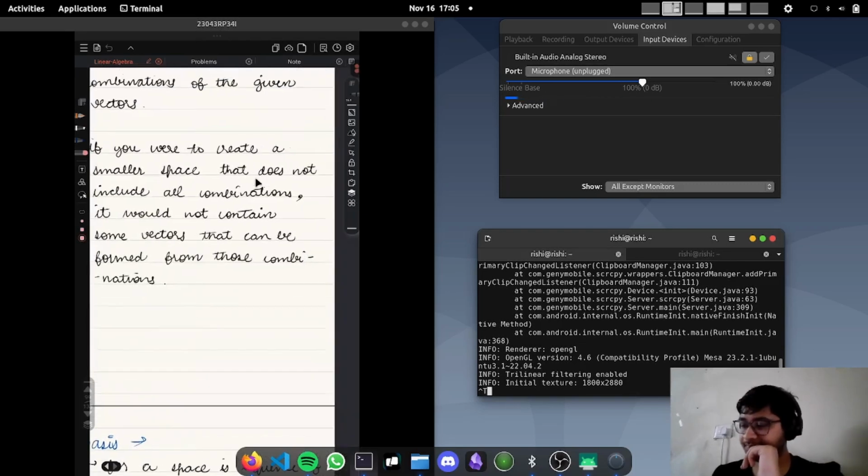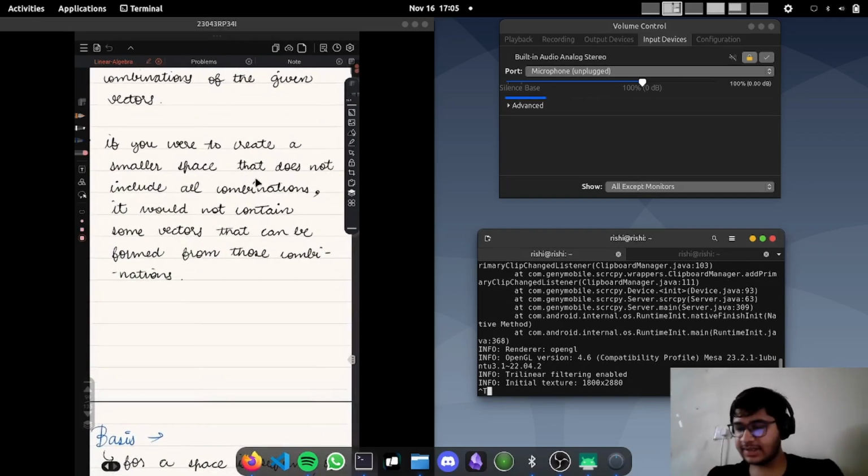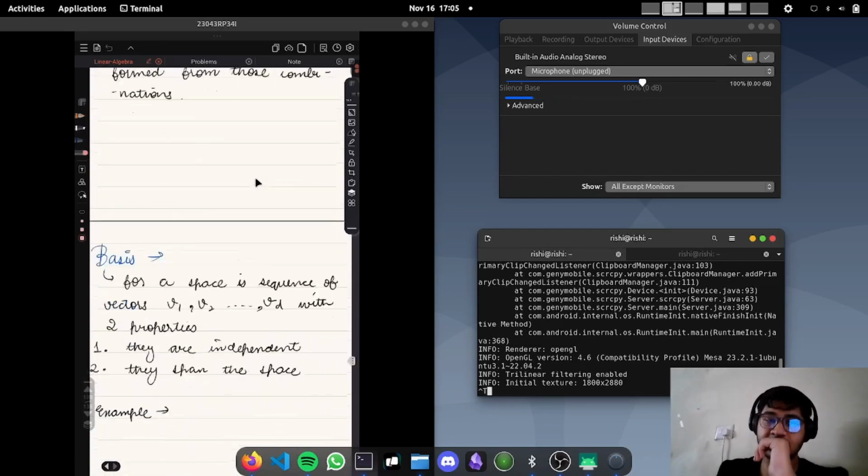So this line summarizes everything. If we try to create a smaller space, it would not include all the combinations, and hence it would not span. So this is exactly the perfect size of the space. That is the minimal space which we had.